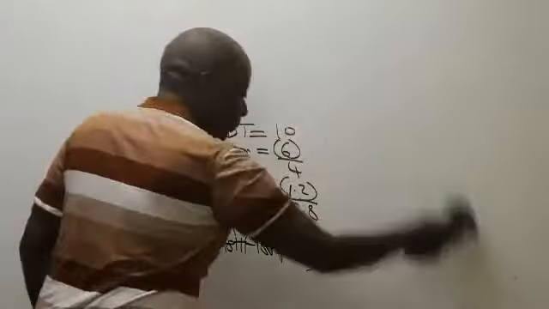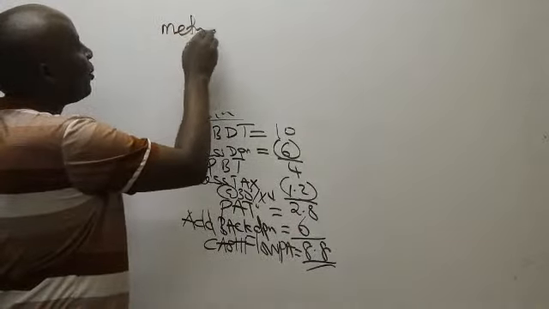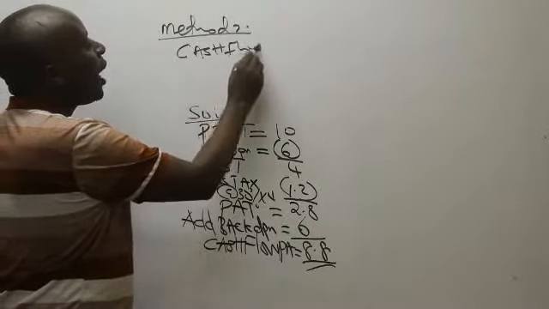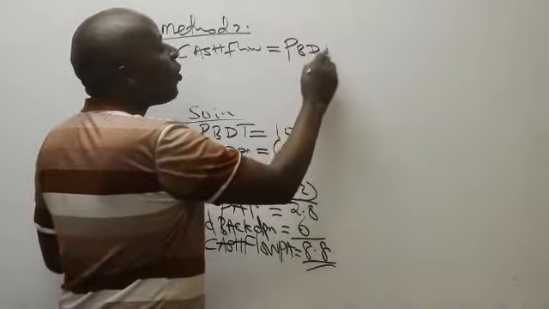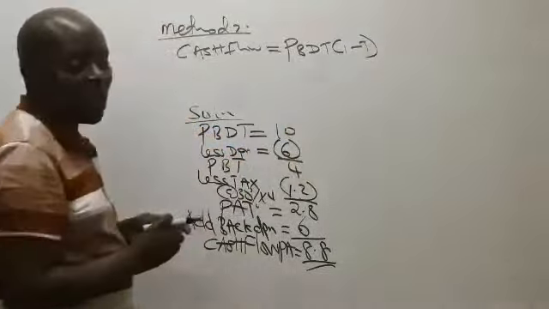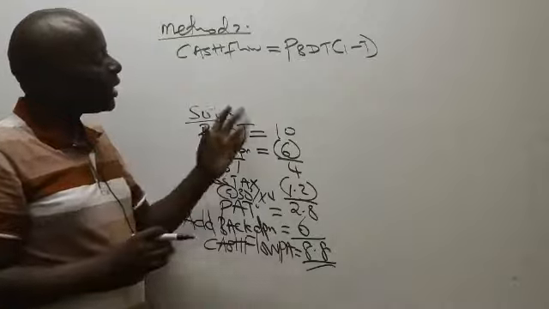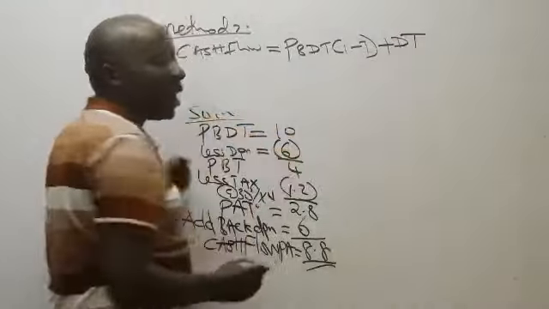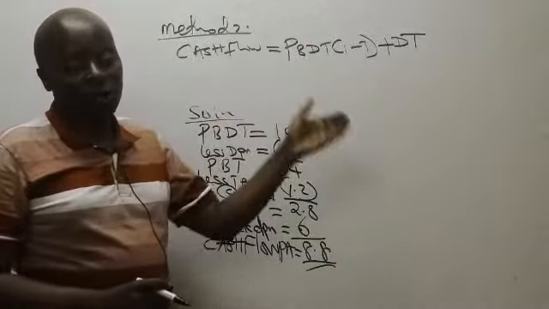Now, method 2. Method 2, ladies and gentlemen, is a serious one. I'm so sure there must be some students here who know how to calculate cash flow. They'll tell you straight away you can go ahead and deduct tax from your profit before depreciation and tax. You deduct your tax like that. And then you'll have to remember that this depreciation will give you a shelter. So you come and add a depreciation tax shield.